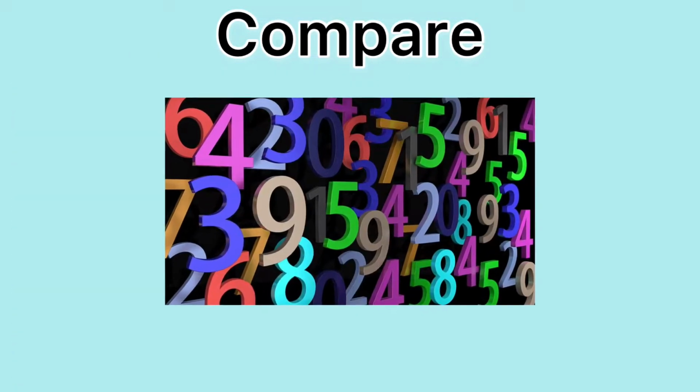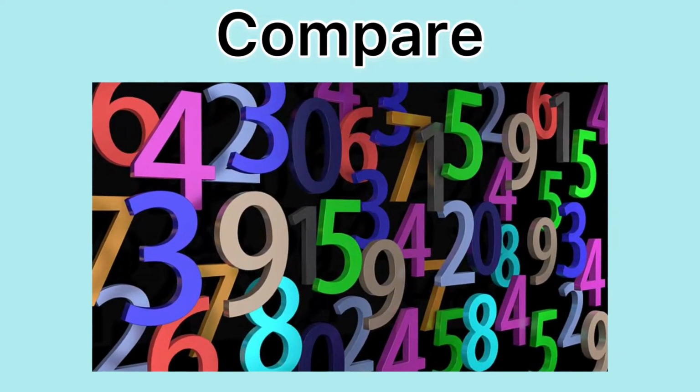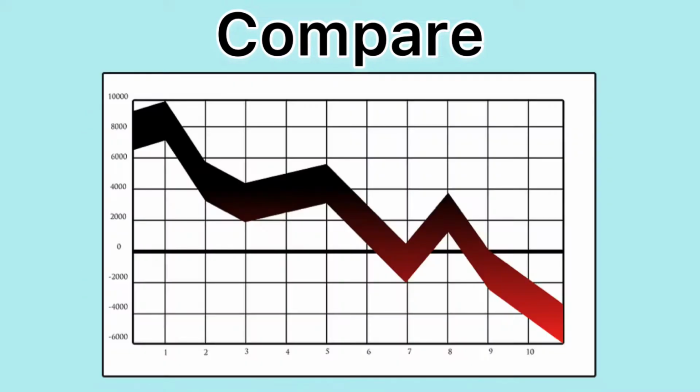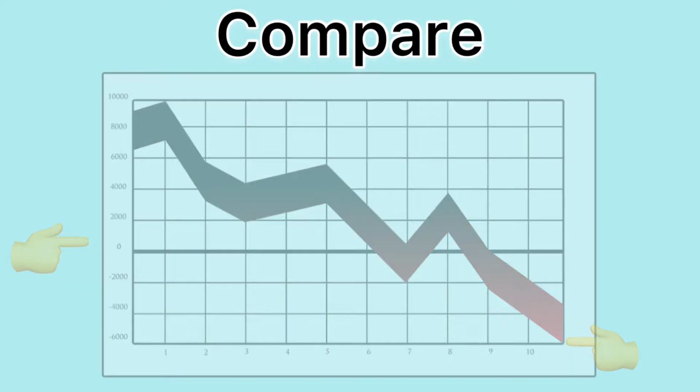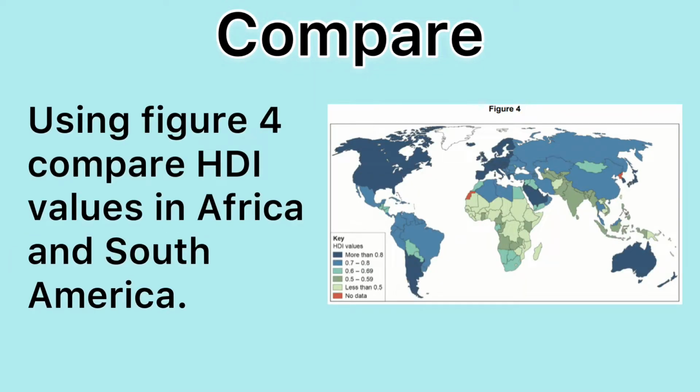This could be a numerical comparison, so remember, wherever there's numbers involved, such as on a graph, make sure you use them in your answer. Let's look at an example. Using Figure 4, compare HDI values in Africa and South America.